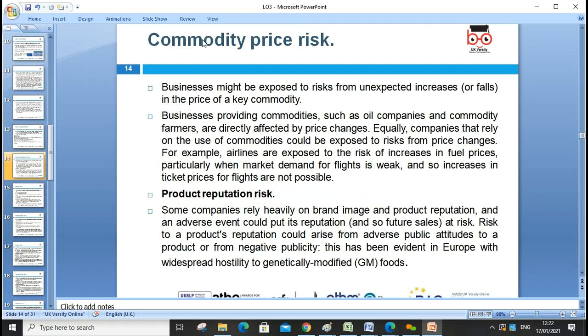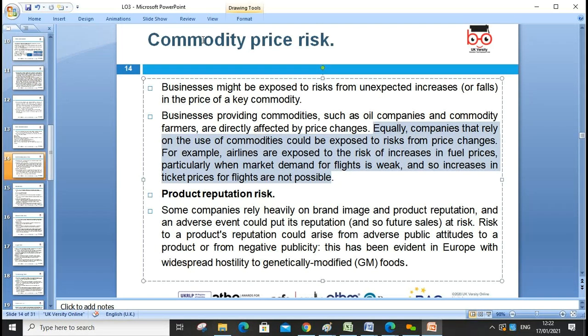Okay, so we need to think about commodity price. Commodity price means the product price. It goes up and down, so we have to make sure we manage it. Some people buy oil now. They say the prices will go up when this COVID finishes. So we need to think about maybe or maybe not. Product reputation also has a huge impact on that.